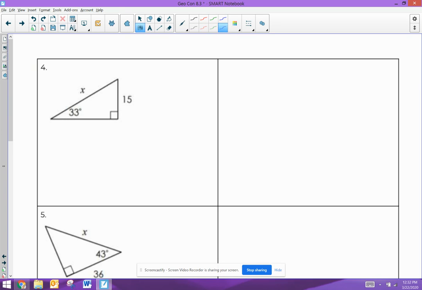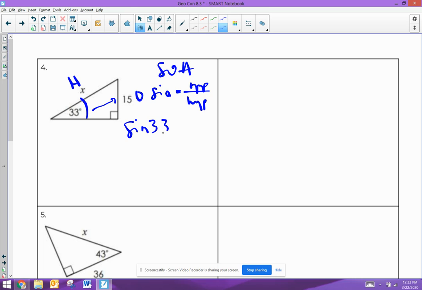Let's figure it out. 33 degrees. Over here we got our opposite. Over here we have our hypotenuse. So the sine is opposite over hypotenuse. So the sine of the angle 33 is the opposite, 15, over the hypotenuse, x. Okay, looks like we found our difference. X is in the denominator now. That doesn't mess us up at all. We're still cross multiplying.